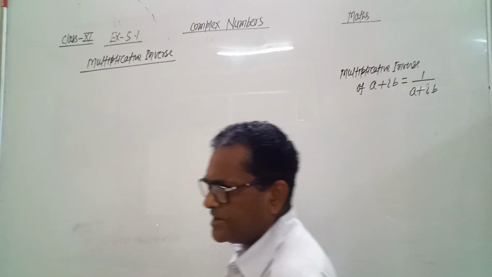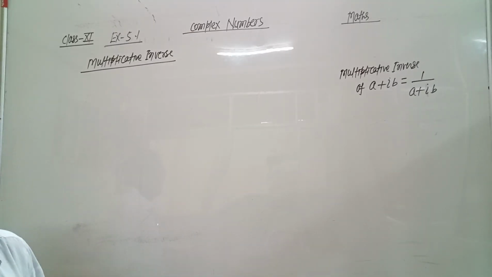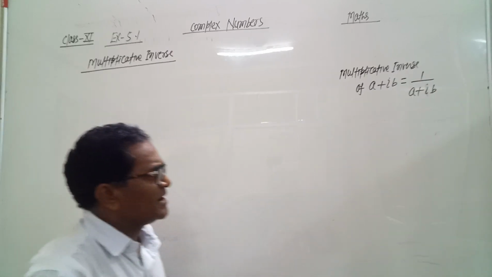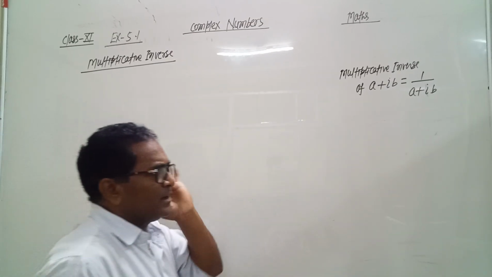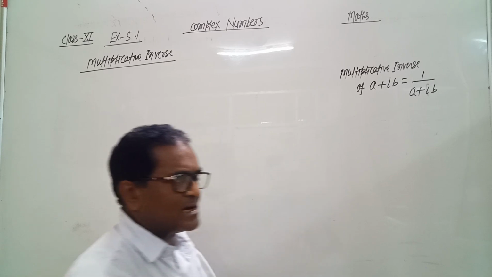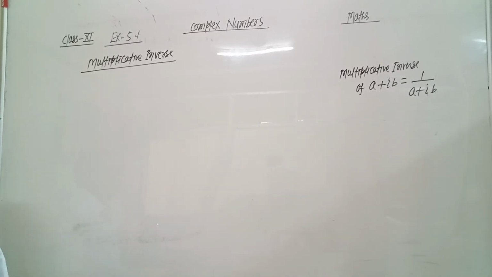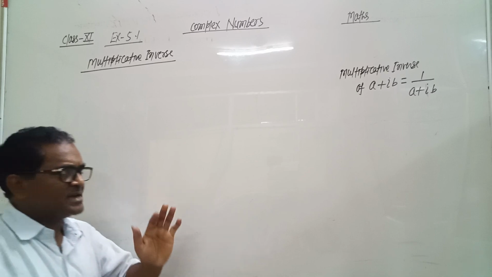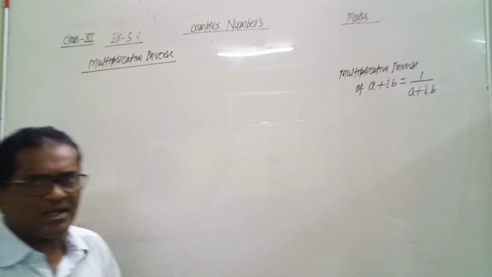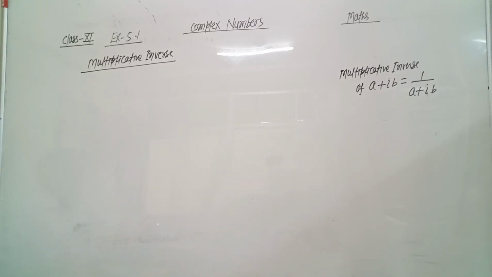So for finding the multiplicative inverse, we make the complex number reciprocal. Why is it called multiplicative? Because when multiplied by a + ib, the result should become 1. After multiplying, if the result is 1, then it is called the multiplicative inverse. So the multiplicative inverse of a + ib comes to be 1 upon a + ib. So we have to make the reciprocal and then solve.